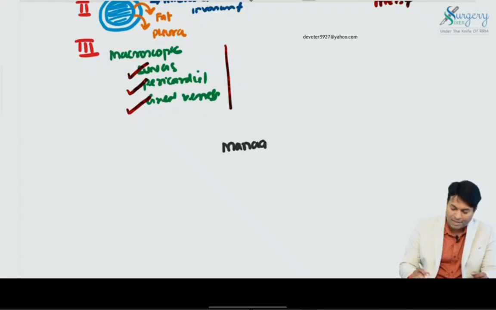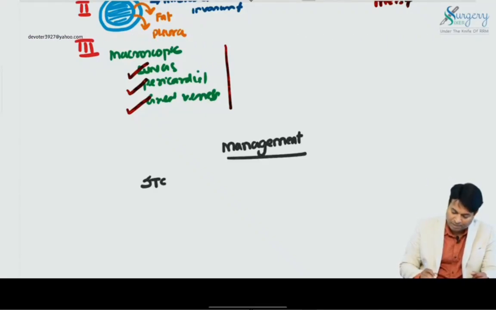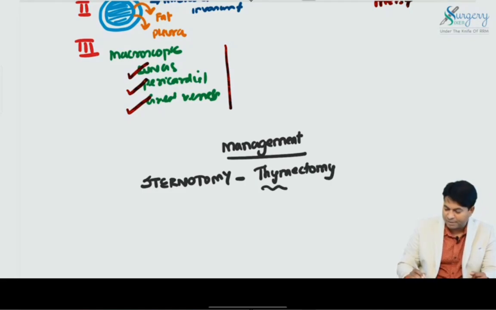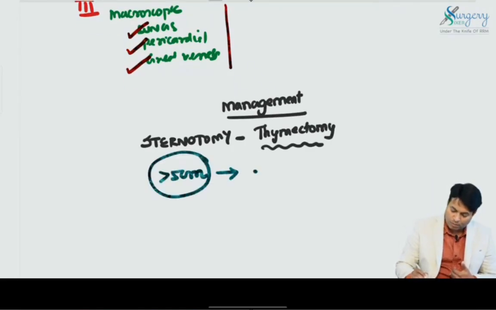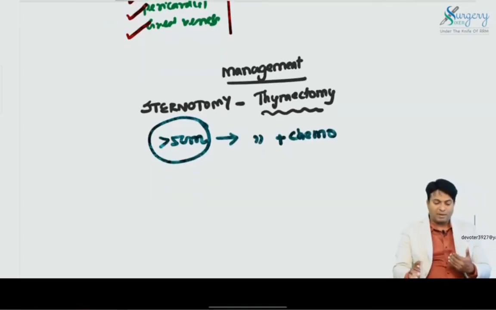So management of thymoma, if it is symptomatic and causing issues, we must always do a sternotomy and remove the thymus. Thymectomy should be done by a median sternotomy. For large thymomas more than 5 cm in size, thymectomy should be followed by chemotherapy. So for more than 5 cm, we should do thymectomy plus chemotherapy.